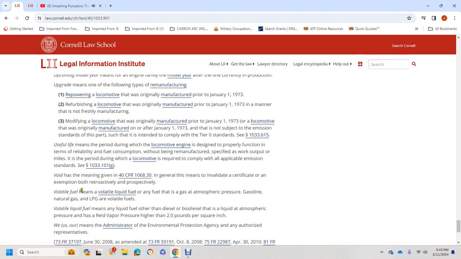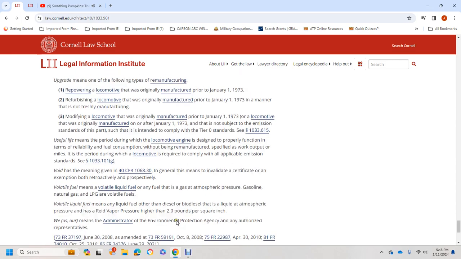Volatile fuel means volatile liquid fuel or any fuel that is a gas at atmospheric pressure, such as gasoline, natural gas, and liquid petroleum gas. Volatile liquid fuel means any liquid fuel other than diesel or biodiesel that is liquid at atmospheric pressure and has a Reid vapor pressure higher than 2 pounds per square inch. We, us, or our means the Administrator of the Environmental Protection Agency and any authorized representatives.